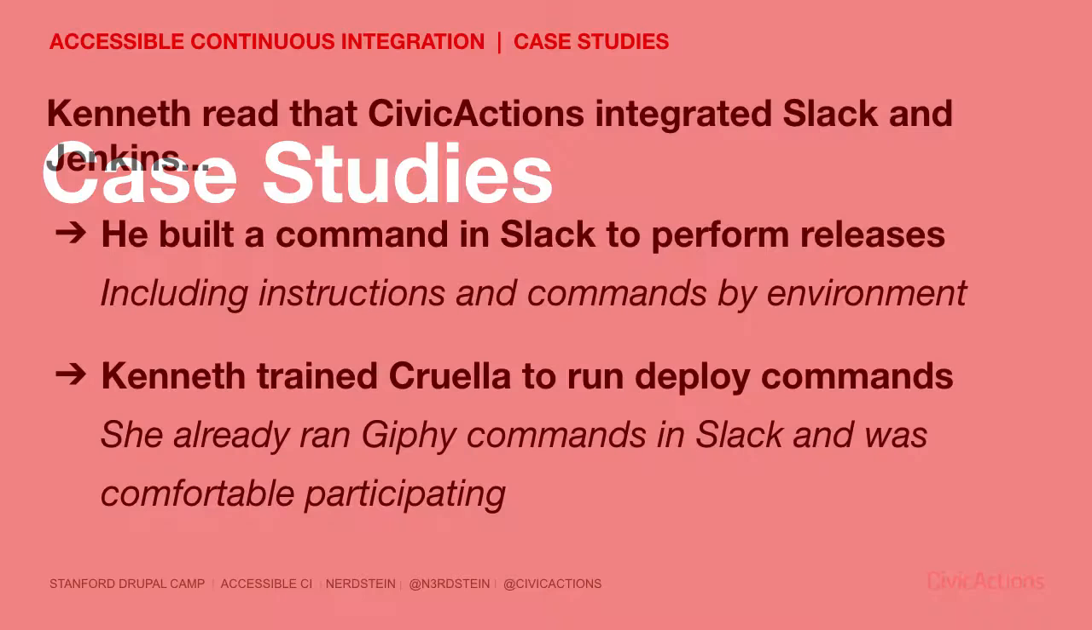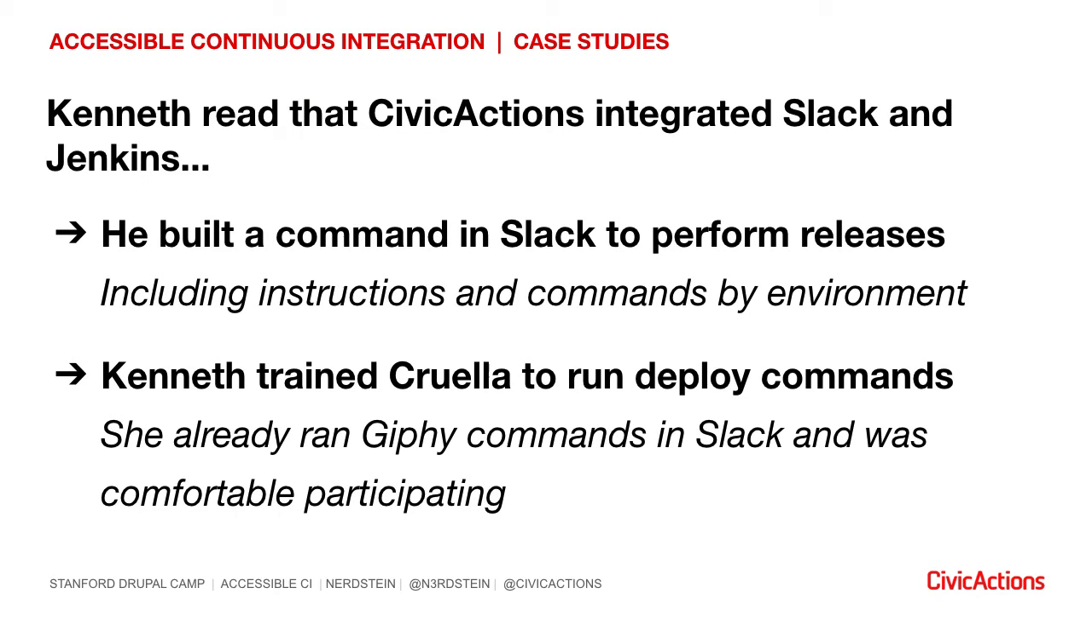Okay, so when we left, Kenneth was basically between a rock and a hard place, right? He needs to figure out how Cruella could be happy without using Jenkins, because it's too technical. So Kenneth read that Civic Actions integrated Slack and Jenkins. So what did he do? Well, he knew that Cruella already used Slack, because that's how he got ribbed before, right? So Kenneth built a command in Slack to perform releases. And that command had instructions and different commands that were set up by environment.